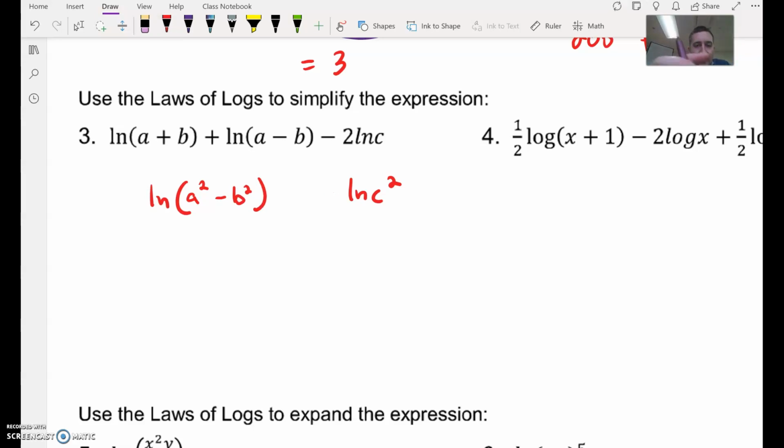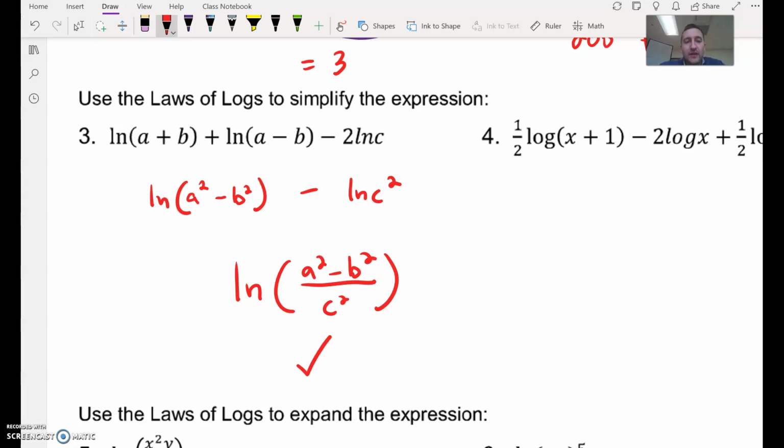And now I still have 2 logs. So I'm not fully combined. You're not done until you're down to 1. 2 logs with a minus sign. So that's going to be 1 log with division. So the natural log of this divided by this. Fully condensed. I had to use all three rules there. I used the product rule. I used the power rule right there to bring that exponent up, and then finally I used the quotient rule.